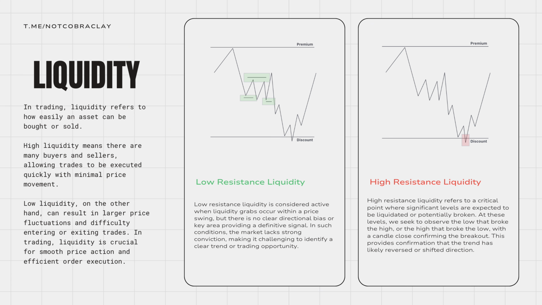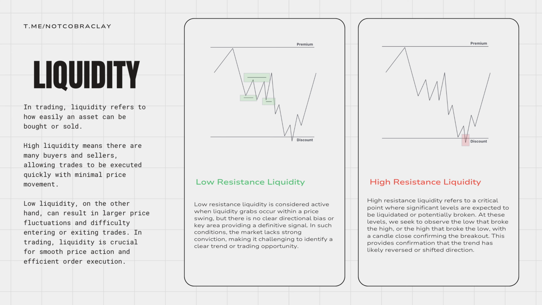So trading the kiss of death, which we will later on get into, or trading internal liquidity is more difficult than trading high resistance liquidity, which is referred to a critical point where significant levels are expected to be liquidated or potentially broken. At these levels, we tend to observe the low that broke the high or the high that broke the low, with the candle close confirming the breakout or maybe the reversal, and this provides confirmation that the trend has likely reversed or shifted direction or maybe even continued.